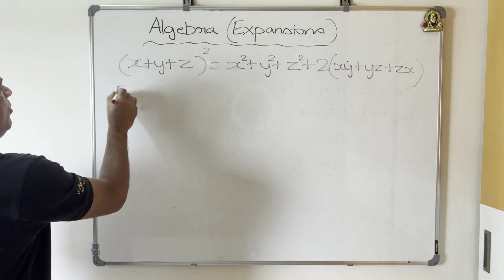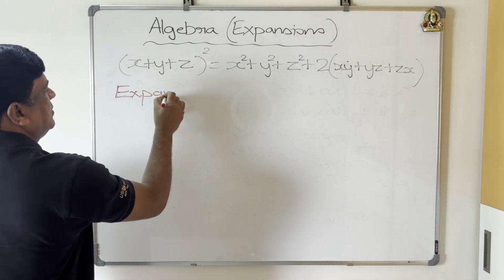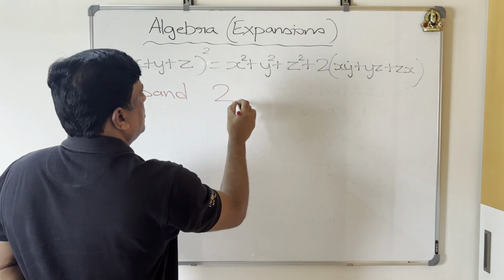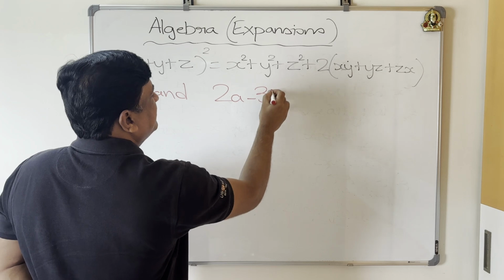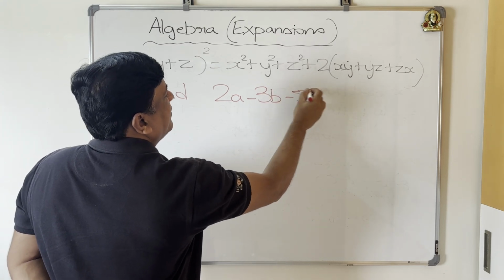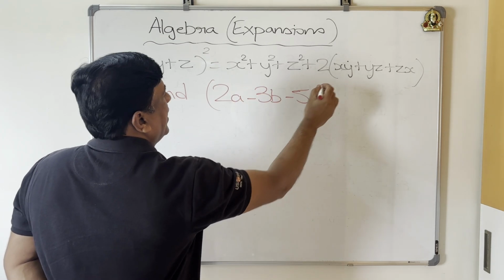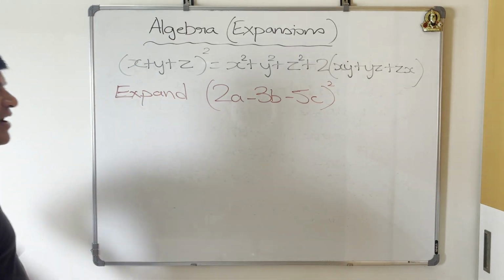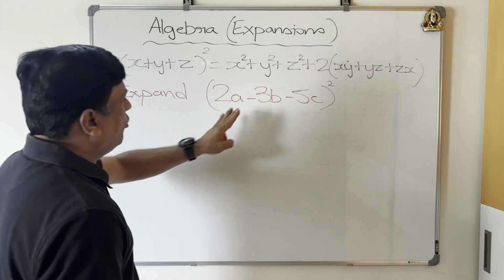If they have given you a problem, expand (2a - 3b - 5c)². Are you going to do the math? Are you going to multiply them manually? No, I am not going to do it.